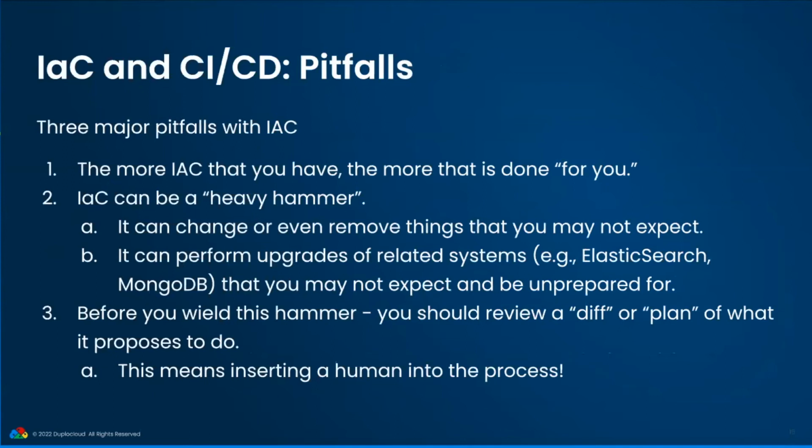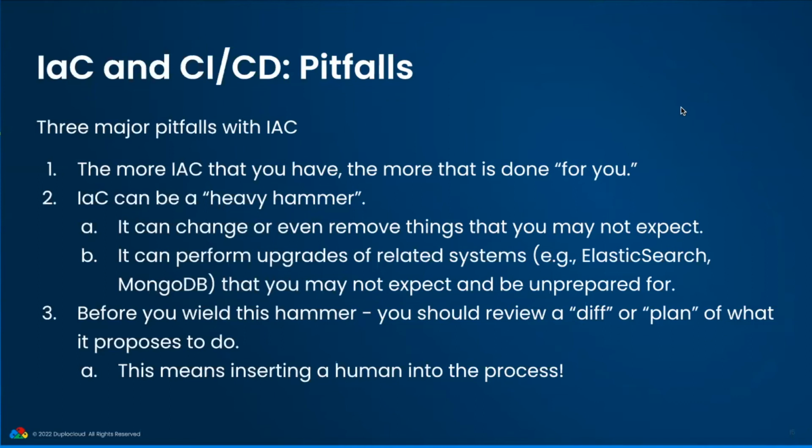So what are these pitfalls that we're seeing in this talk? There are three I can point out. The more infrastructure as code you have, the more that's done for you. Now, this is basically our goal, right? We want things to be done for us. But if we're just letting it do it for us and we're not thinking through it, it can be a problem, right? And so it becomes a heavy hammer. It can change or even remove things that you might not expect, and we gave some examples of that prior. It can also perform upgrades of related systems that you might not expect or be unprepared for.